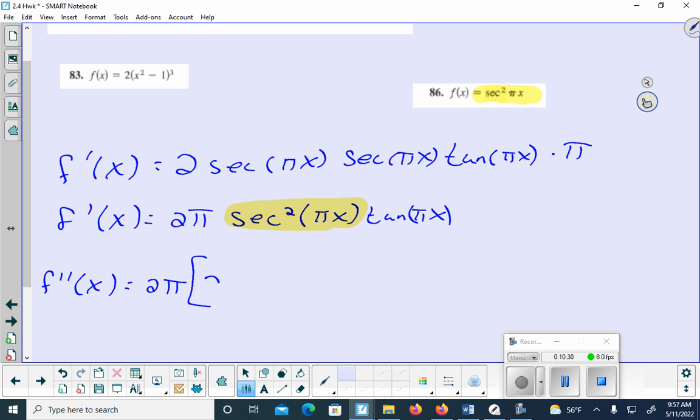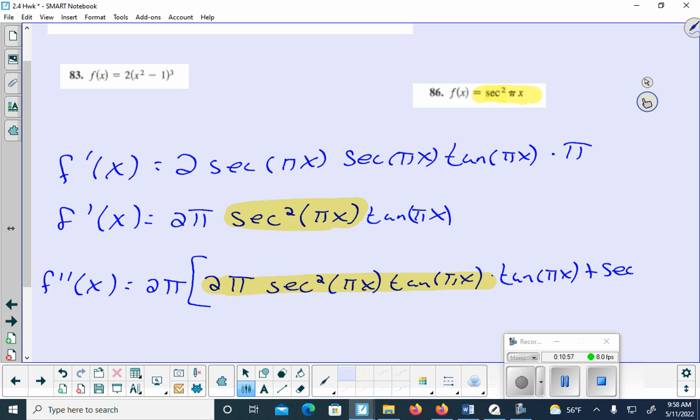So I'm just copying this down: 2 pi secant squared pi x times the tangent of pi x. That's just me taking the derivative of that, yes? Using the product rule, I took the derivative of the first term and multiply it by the second term. And then I add, leaving the first term alone, so the secant squared pi x, and then take the derivative of tangent x, which is secant squared. I didn't skip any steps.